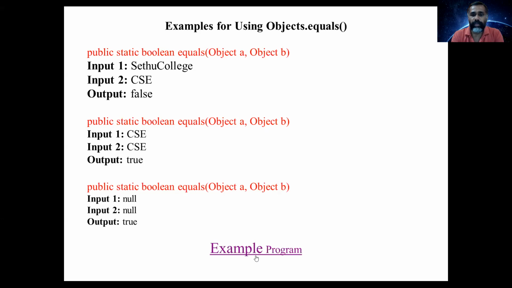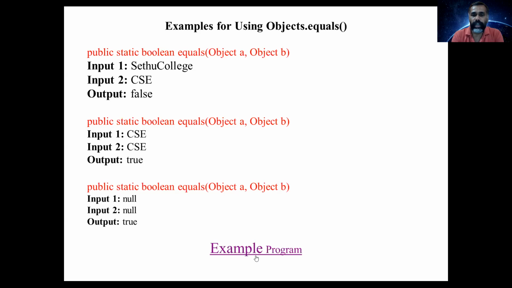So using the Objects.equals function, we are going to compare string 1 and string 2. Objects.equals of string 1 comma string 2. String 1 is say the college, string 2 is CSE. It returns false. And in the second condition, we check string 2 and string 3. Objects.equals of string 2 comma string 3. CSE and CSE, it is true. So both the strings are the same, so it is true.